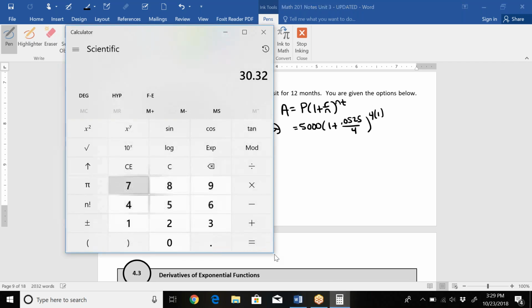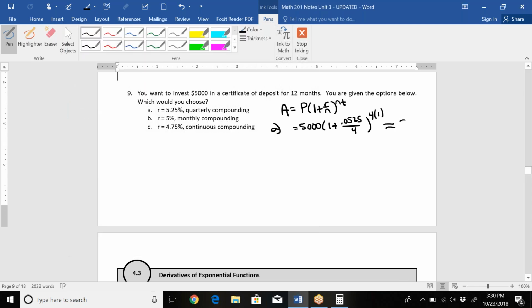So let's work that out on our calculator. So 0.05, I have to work mine out kind of inside out, since this calculator is a little funny. Plus 1 raised to the 4th, and then times 5,000. That's 5268. Let's just round to the nearest whole.